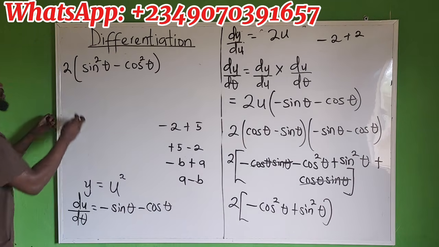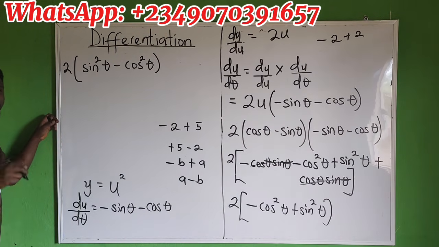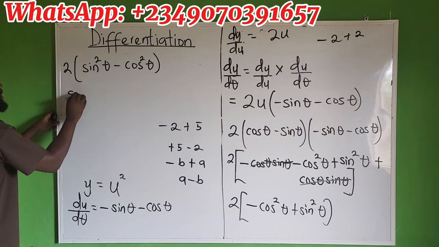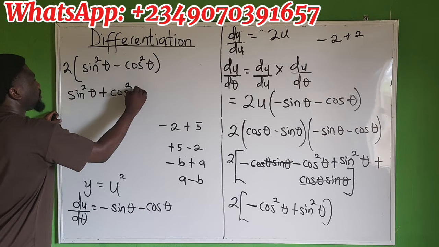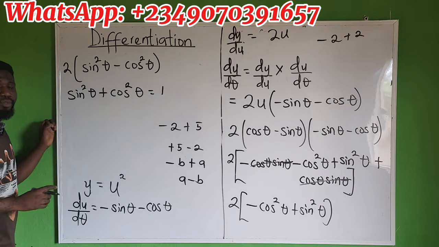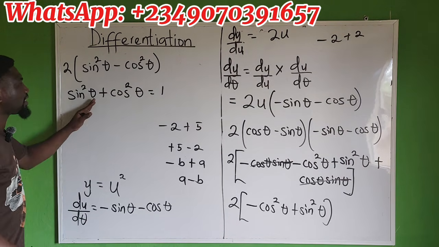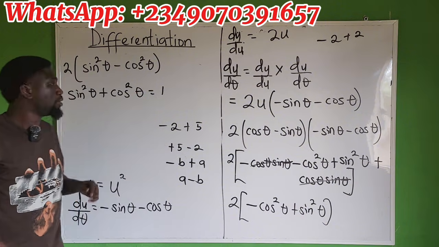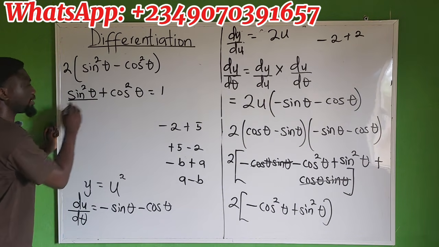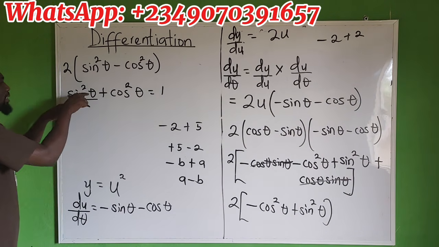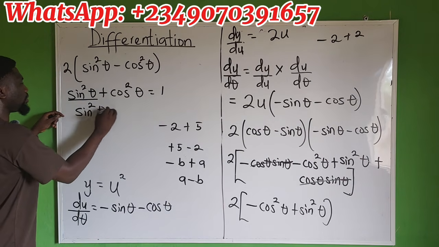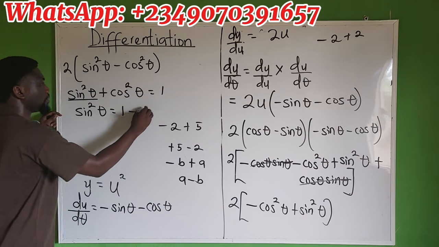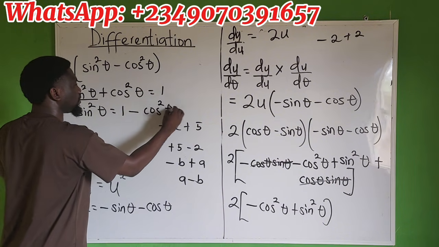Alright. So from trigonometric identity, we have that sine squared theta plus cos squared theta is equal to 1. From trigonometric identity, sine squared theta plus cos squared theta is what? It is 1. So let's try to find sine squared theta. Making sine squared theta the subject of the formula, we're going to have sine squared theta to be what? To be 1 minus cos squared theta. Please take note.